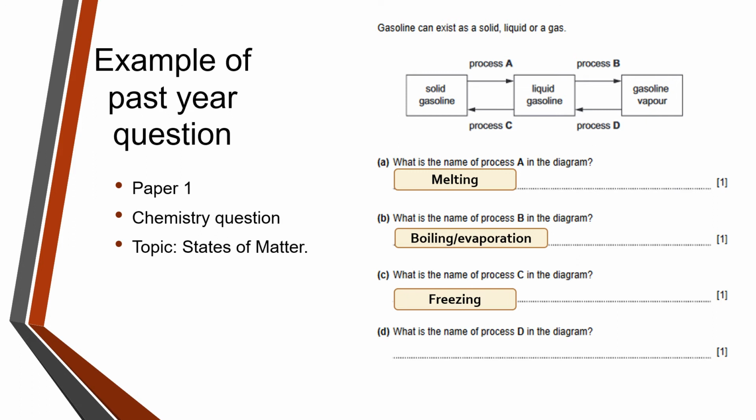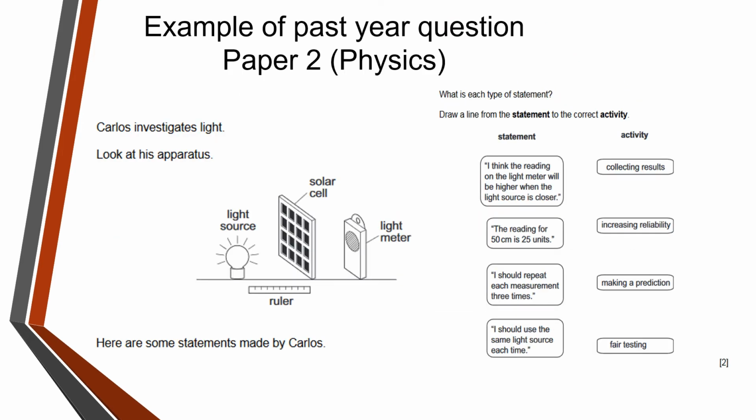Next, the last one. What is the name of process D in the diagram? From gasoline vapor going into liquid gasoline, this is known as condensation. All right, so we have done paper 1 questions. All those that you saw just now are all paper 1 questions. Now you are going to look into past year questions for paper 2. And the first question over here is on physics.